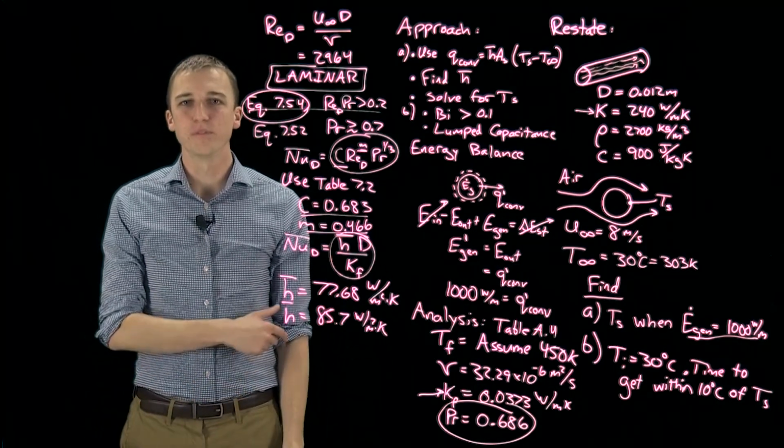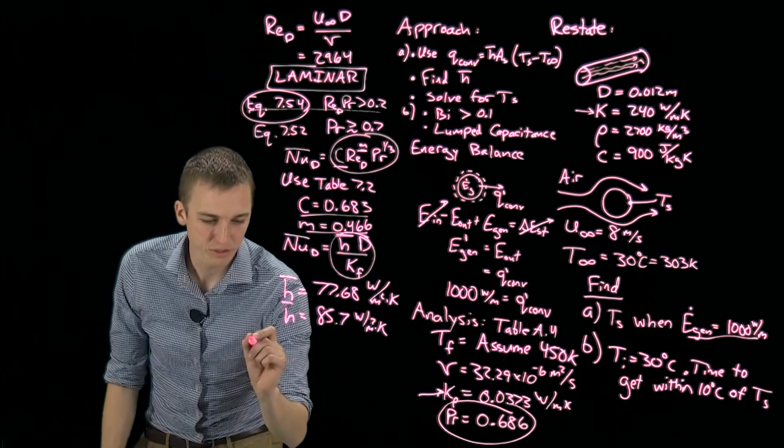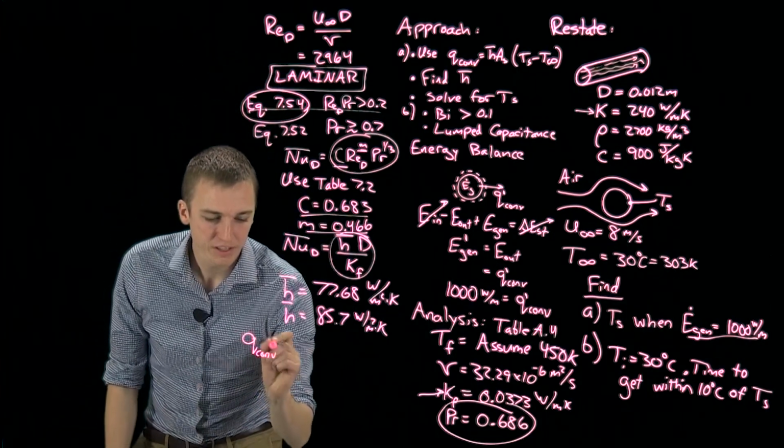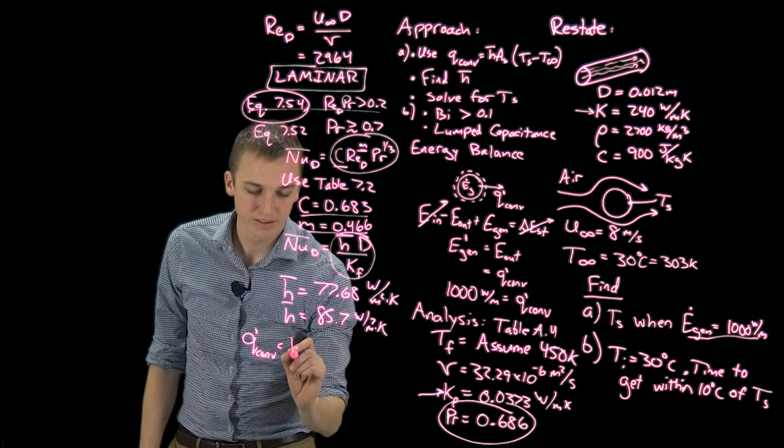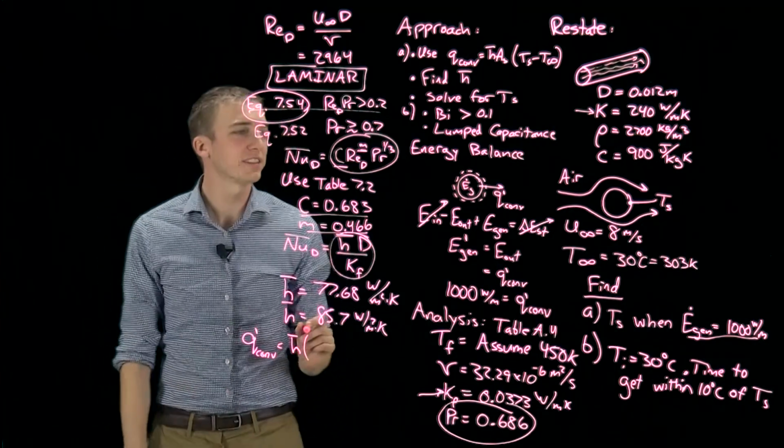Okay, so we are ready to compute Q convection, which is h bar times the surface area.